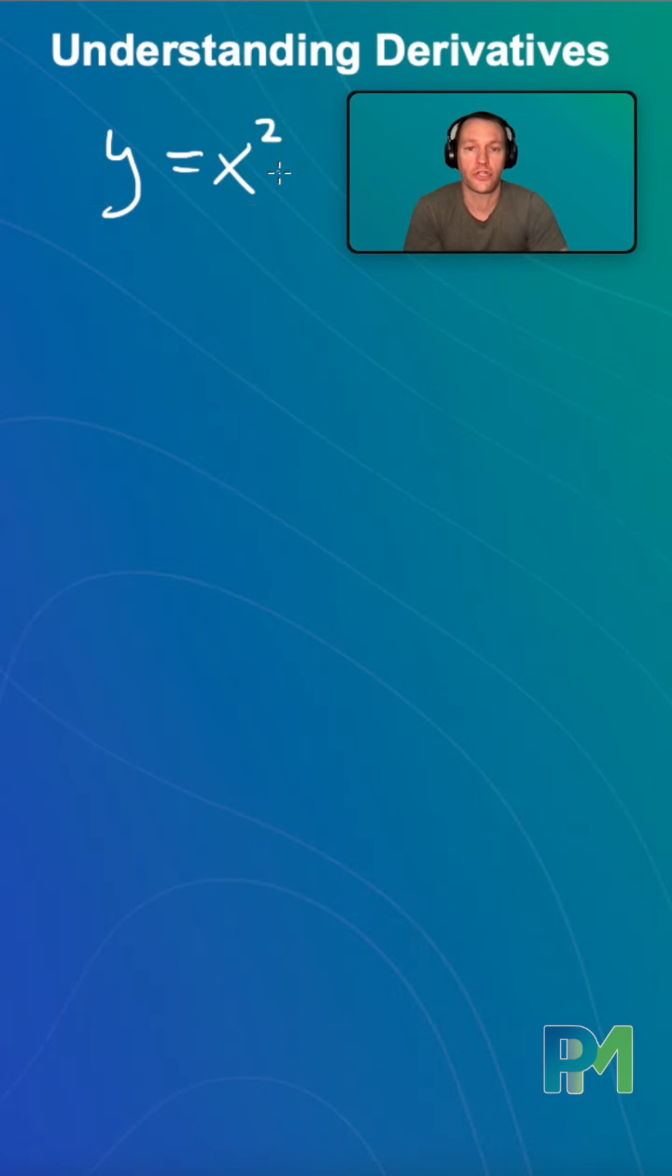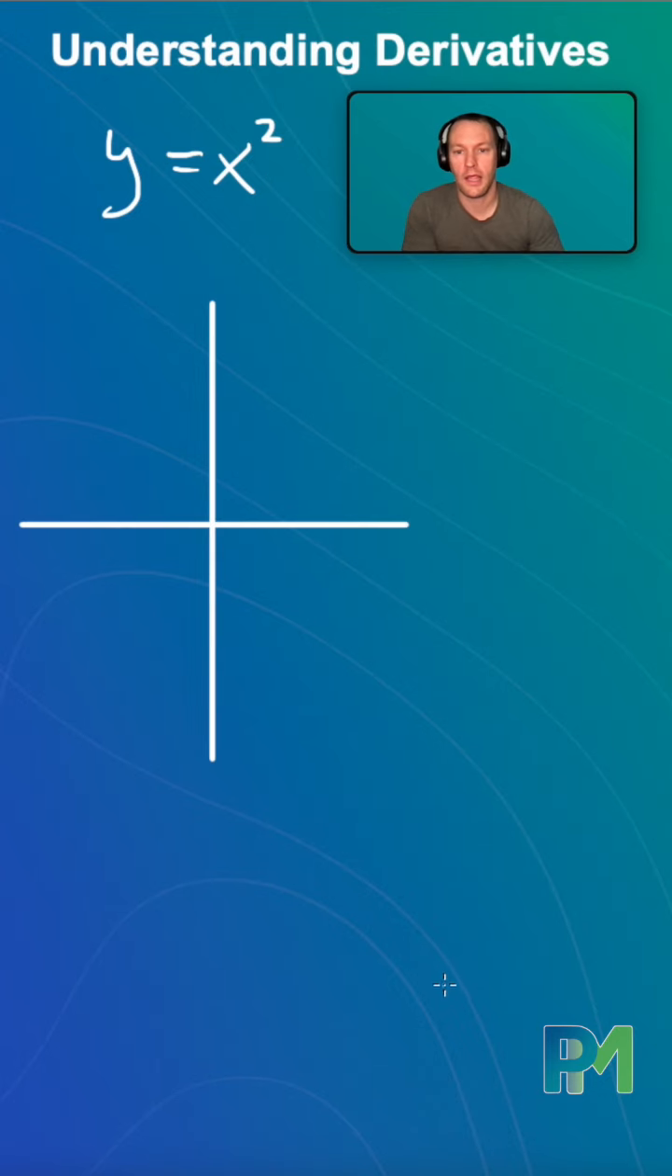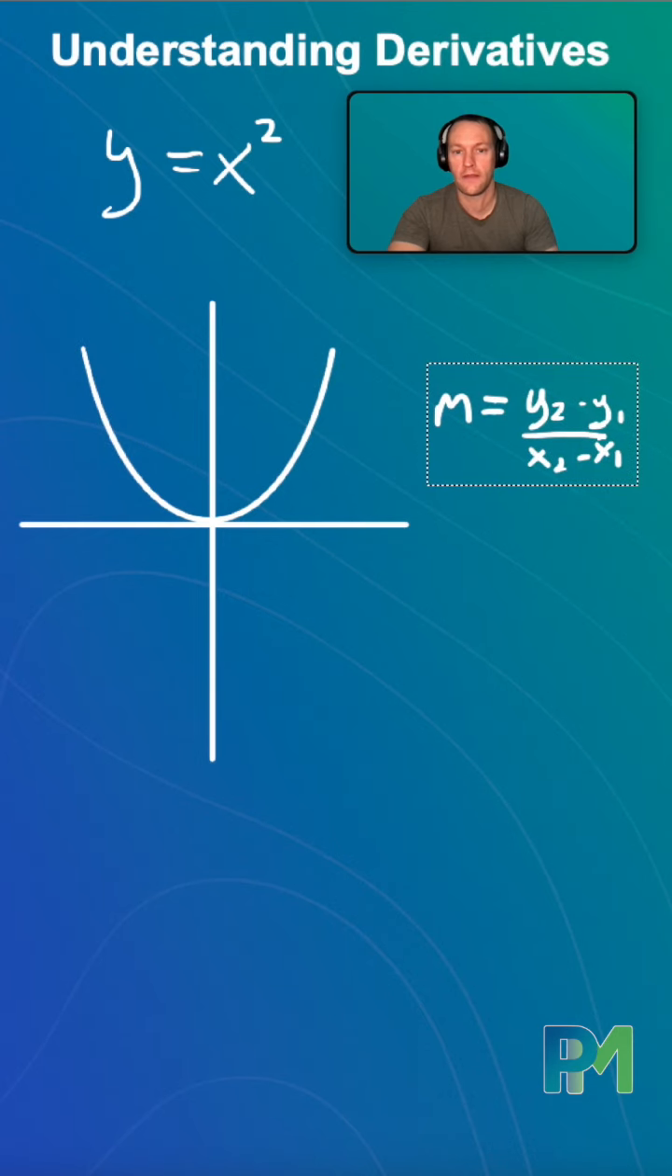But what if we have a function like this? Well, if we were to graph it, then it would look like this. And you see, this formula here wouldn't make any sense because it's not a straight line. So if we took, for example, this point here and this point here, we would get that slope. And if we took this point here and this point here, we would get a different slope.